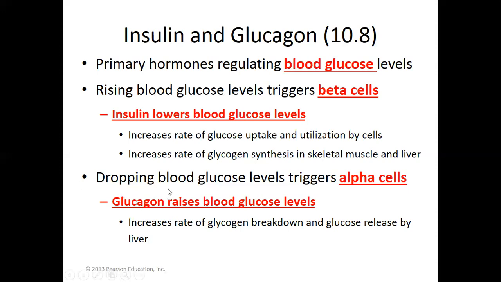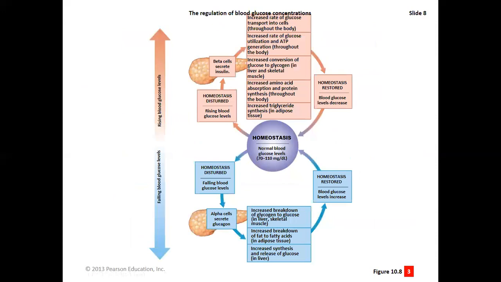When blood glucose drops, basically the opposite happens. Rate of glycogen breakdown increases, so now you're not making glycogen, you're breaking it down. And that allows the liver to release it into the bloodstream to keep blood glucose high. And there's another kind of summary figure like we did with the last slide.